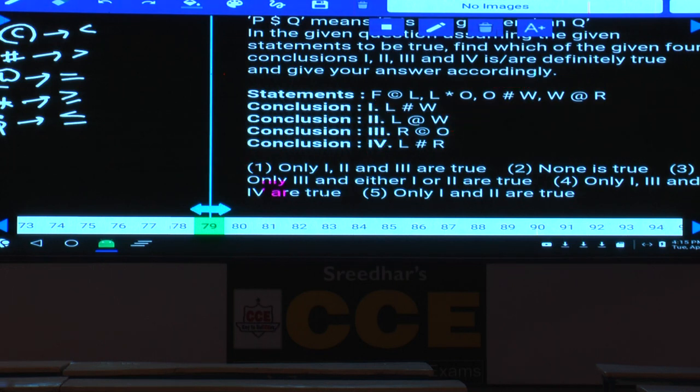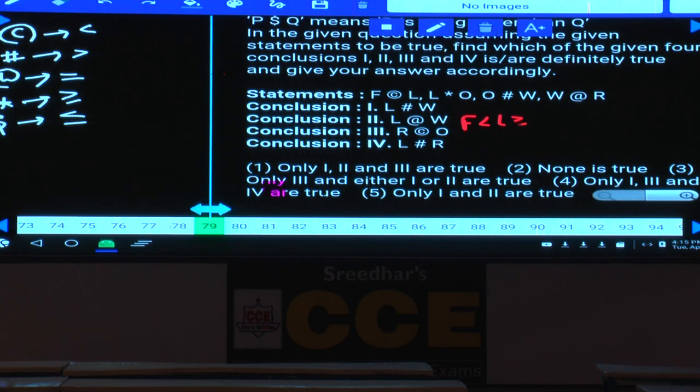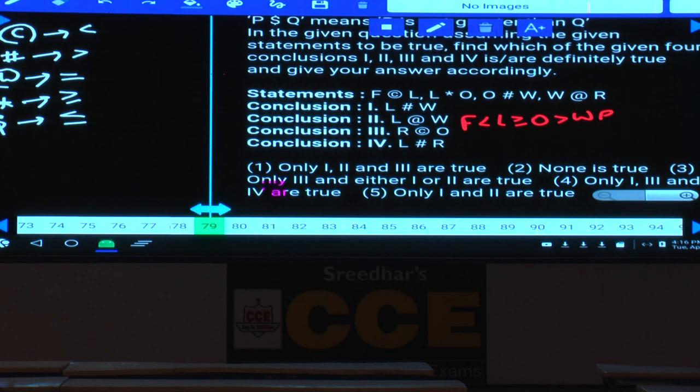Then, coming to question number 79, F copyright means F lesser than L, L star means L greater than or equals to O, and O hash means O greater than W, and W at the rate of, W and R are one and the same. The first one, hash stands for greater than, at the rate of means equals to, copyright means lesser than.